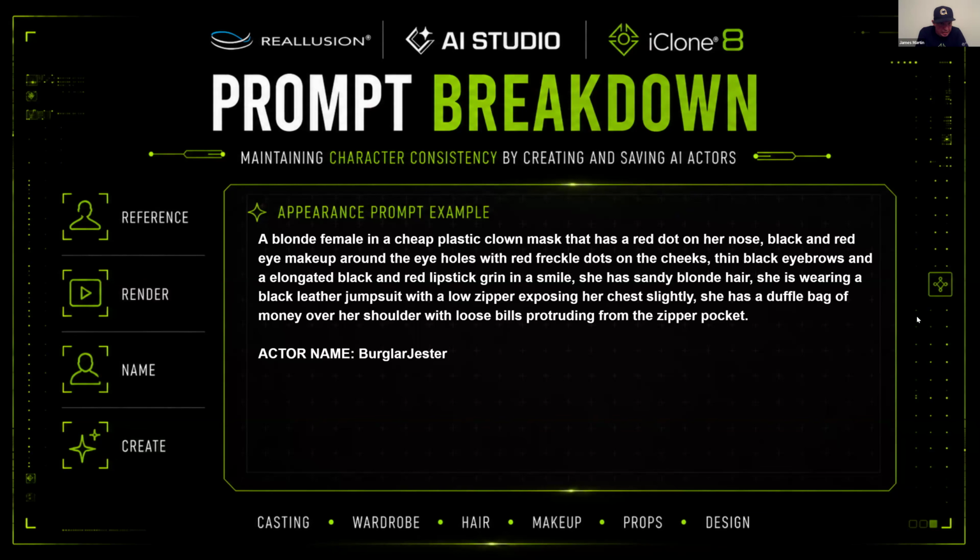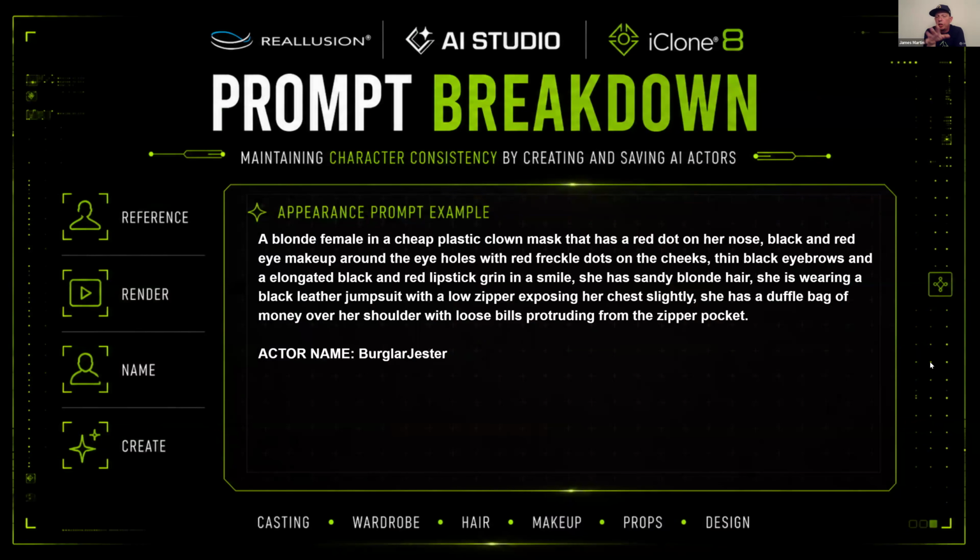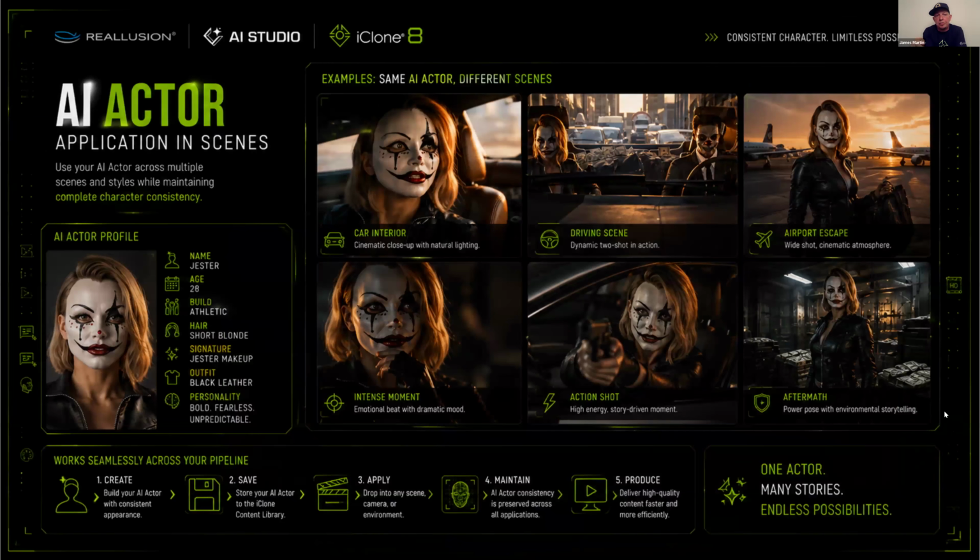She has a duffel bag with money over her shoulder with loose bills protruding from the zipper pocket. Her actor name is Burglar Jester. And that's important because once we start to actually apply these to scenes, we're going to need to recall the name and say which actor is actually in which portion of the image. That's a very strong feature inside of AI Studio as well. We can reference, render, and name these characters and then recall those. No, that was a perfect transition, Max, for application into the scenes.